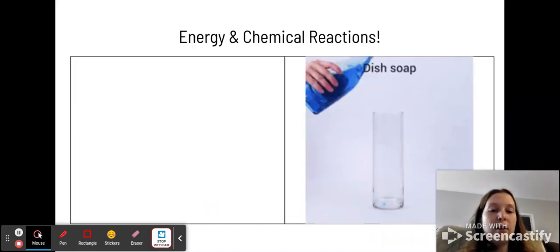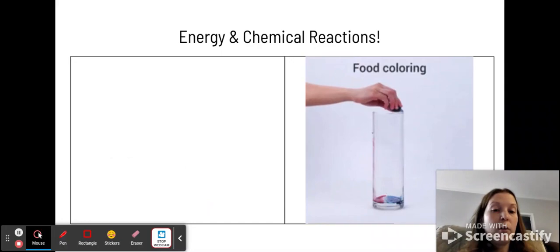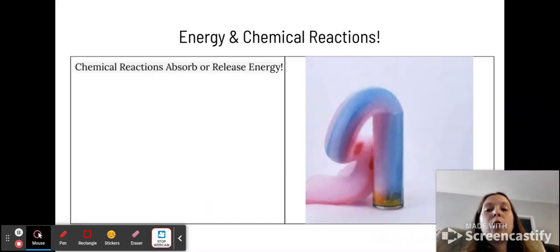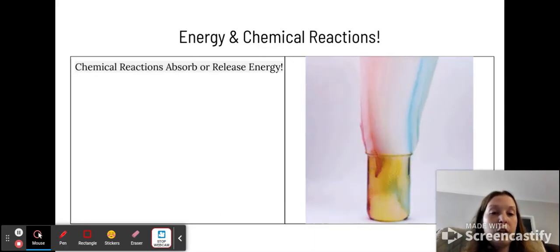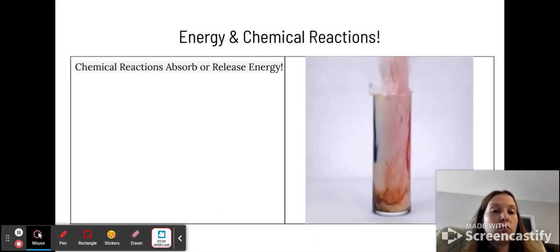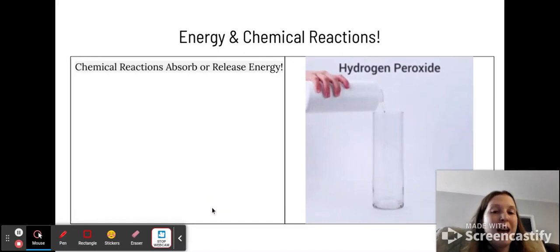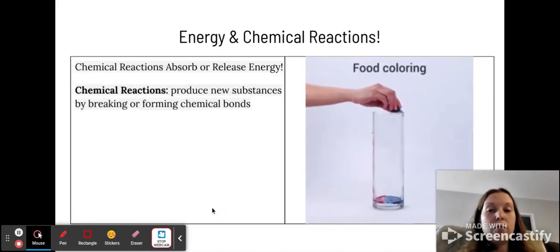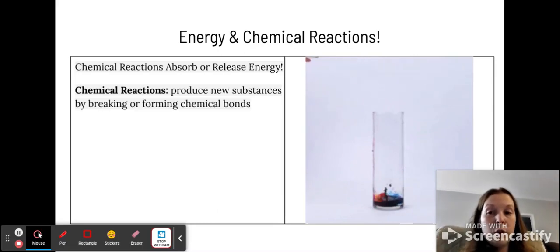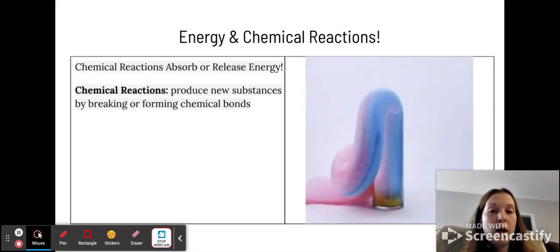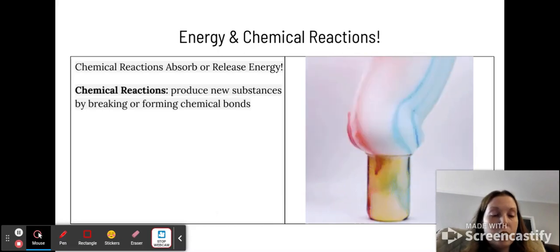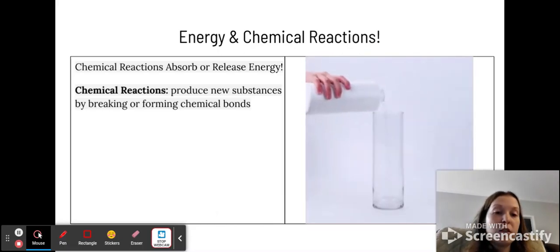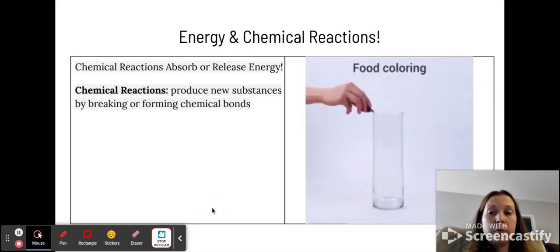So now that we know what metabolism is and we know that it deals with the chemical reactions within the body, let's talk about those a little bit. Chemical reactions absorb or release energy based on what they're made up of and what's happening. In a chemical reaction, new substances are produced by breaking or forming chemical bonds. So you're going to take your original compounds, break the bonds in them, and then make new bonds to form your new compounds.